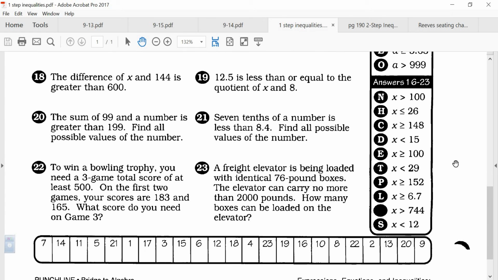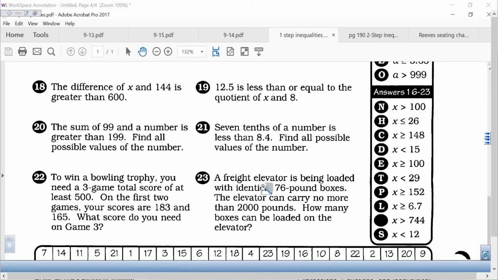All right, what about number 23? This is the last one we're going to do on this worksheet. A freight elevator is being loaded with identical 76-pound boxes. The elevator can carry no more than 2,000 pounds. How many boxes can be loaded on the elevator? So we've got this elevator and they're loading up boxes, and these boxes all are 76 pounds. We don't know how many there are, but it can carry no more than 2,000 pounds.